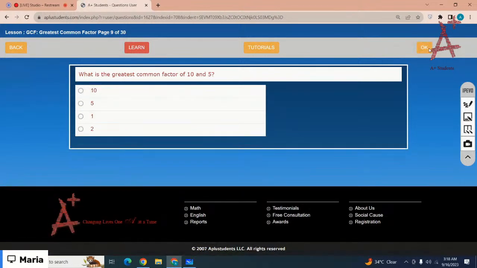What is the greatest common factor of 10 and 5? Which is the correct option?